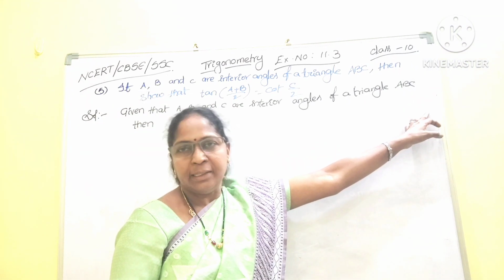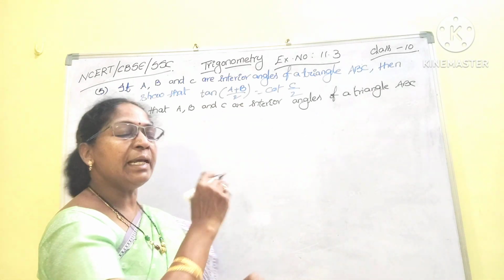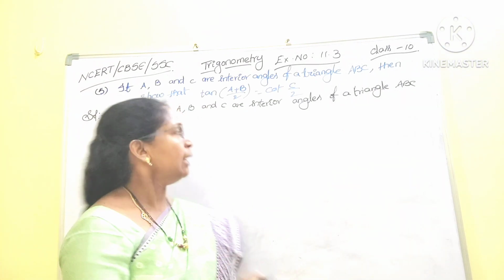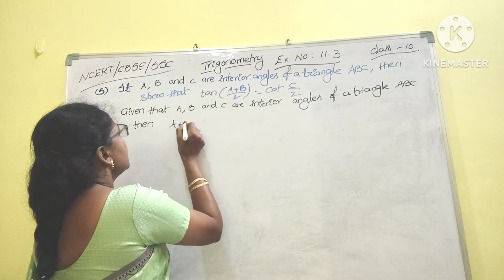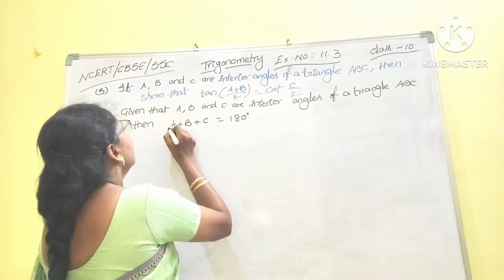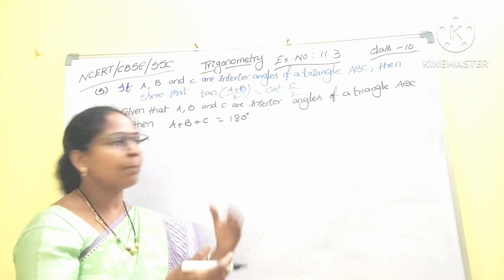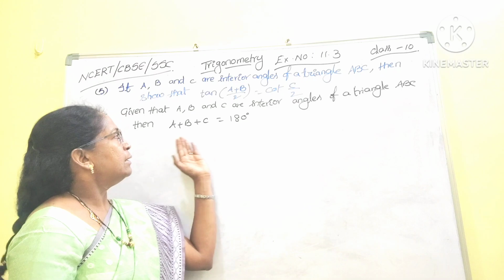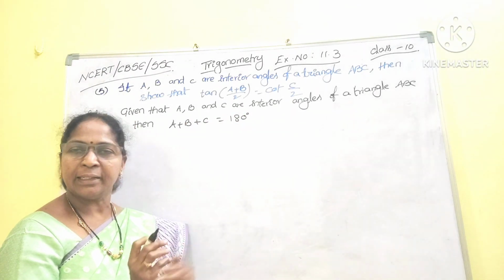Now, whenever these three are interior angles of a triangle, you can apply the angle sum property, that is A plus B plus C equals 180 degrees. This is the angle sum property. Angles are given, so you have to apply the angle sum property. These three interior angles sum to 180 degrees.